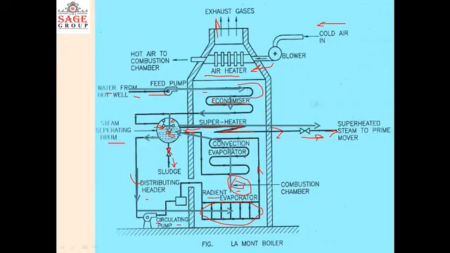Now from this combustion chamber, the flue gases or hot gases will be produced, and the hot gases will move vertically downward through all these sections: the convection evaporator, the superheater, the economizer, as well as the air preheater, and then these will be rejected to the atmospheric air. So this is showing the working of the Lamont boiler.